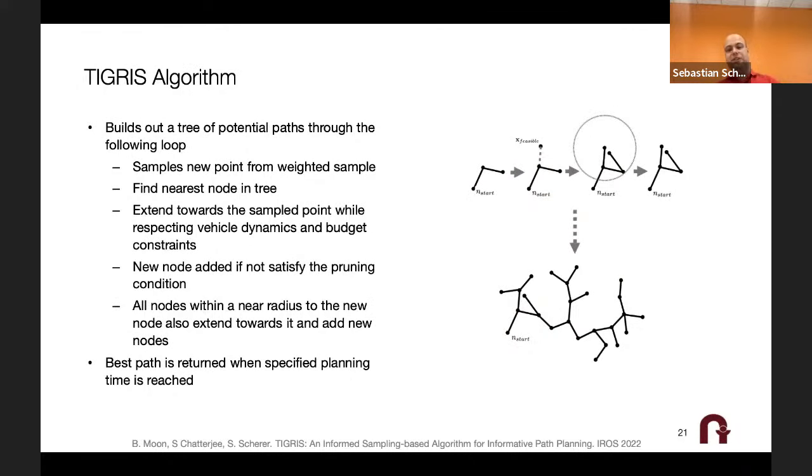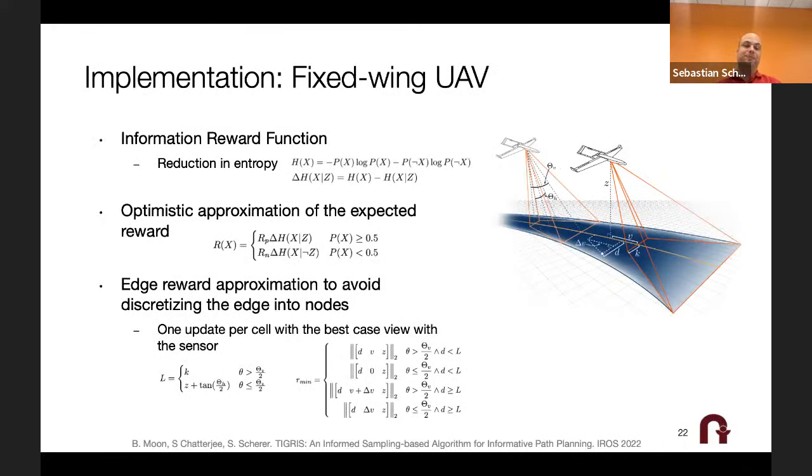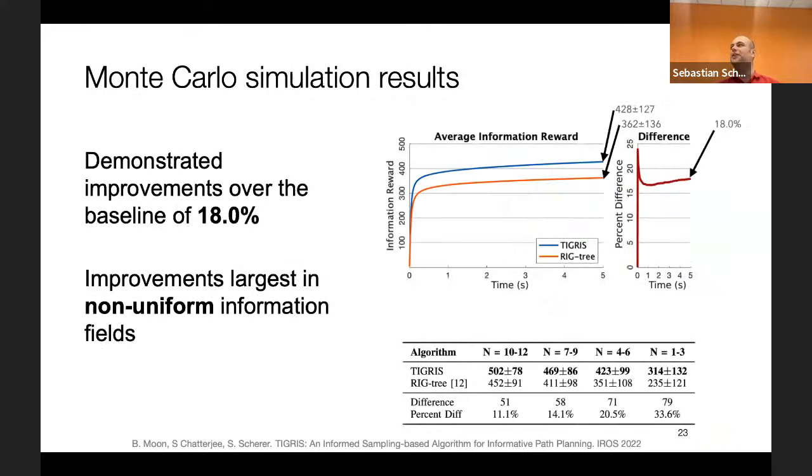In terms of the algorithm, it's very similar to a regular RRT style algorithm, but it's really about the sampling and the reward calculation. And so the reward is based on minimizing entropy. And then you can see that, as we slide this camera over the terrain, we basically have to figure out, okay, how much do we reduce the entropy? And so we can approximate that edge reward to really speed up the calculation. I'm not going to go into details on this. I'll ask Brady later.